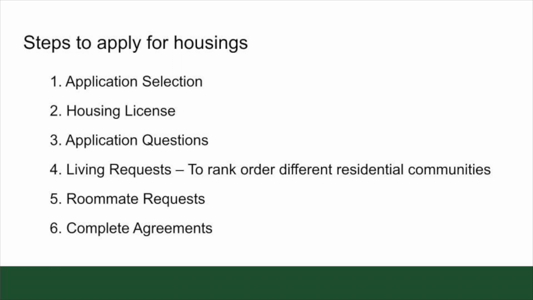For the application, you'll be going through the housing license and reviewing it so you understand all of our different policies and rules here in housing, as well as filling out the application questions. After that, you'll be able to put in any requests that you have for our different residential communities, as well as make any roommate requests. If you're looking to reside in either Johnson Hall or in a gender inclusive housing, then there'll be a separate agreement which you must also complete.